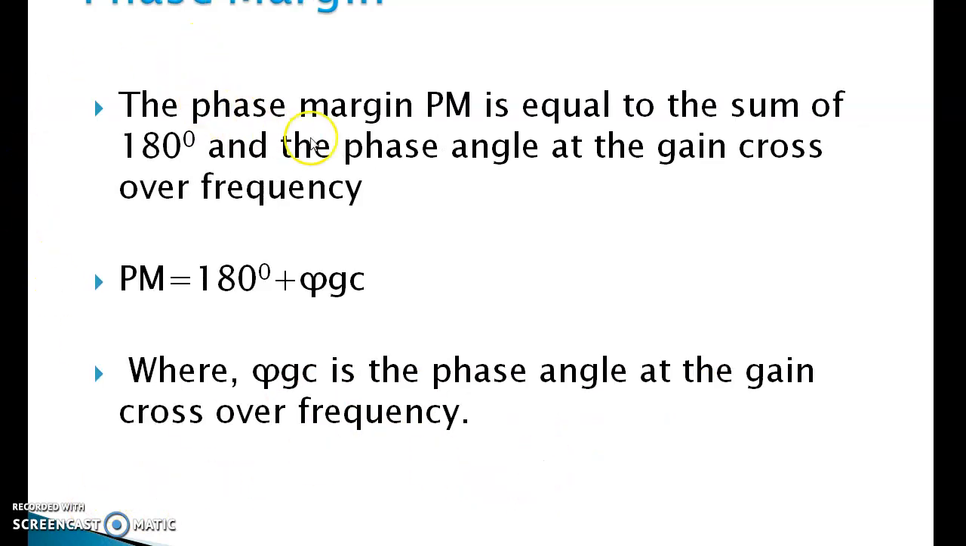Next, phase margin. The phase margin PM is equal to the sum of 180 degrees and the phase angle at the gain crossover frequency. Phase margin is equal to 180 degrees plus phi GC, where phi GC is the phase angle at the gain crossover frequency.